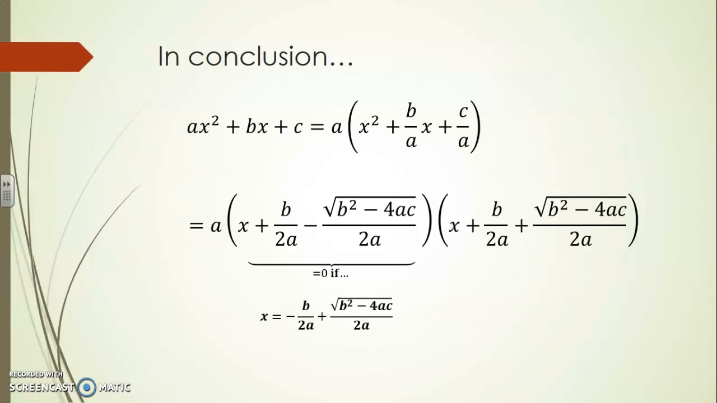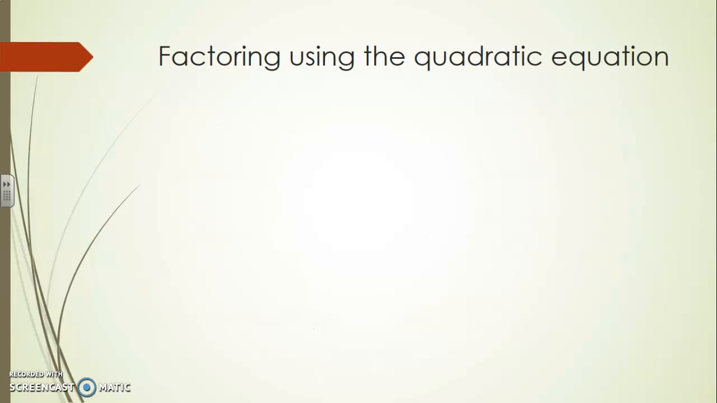Now, this first term can be 0 as long as x is equal to minus b over 2a plus the root of b squared minus 4ac over 2a. The second term becomes 0 if x is minus b over 2a minus the root of b squared minus 4ac over 2a. Those two expressions probably ring a bell. You probably recognize what they are, and in fact it leads us to our next method, which is to factor using the quadratic equation.